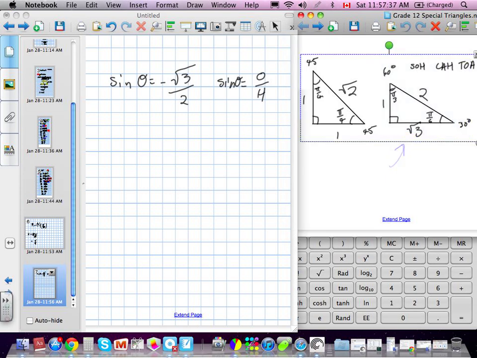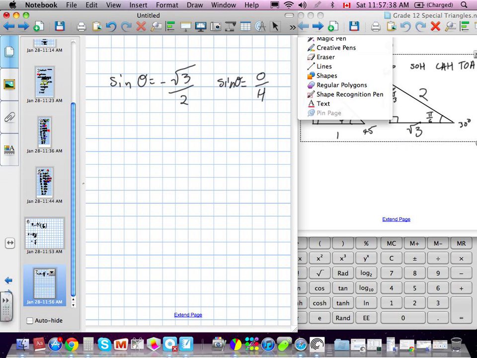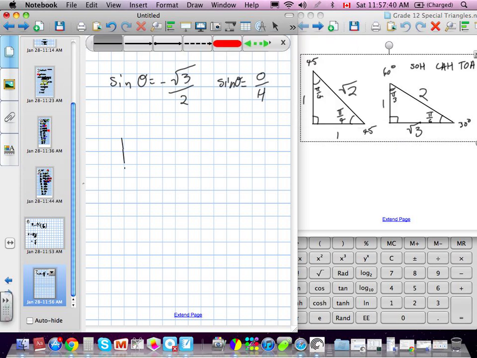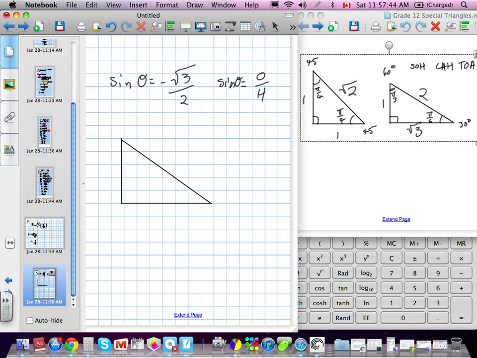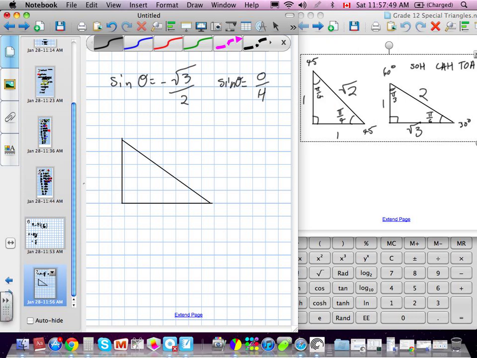Oh, it's all written like that. Let's redraw it over here then. So our special triangle, in this case, we'll get all our information down. If this is our root 3, this is 2, this is 1, we'll call this 60 degrees. This is our 30 degrees, also known as pi over 6 in radians, or pi over 3.